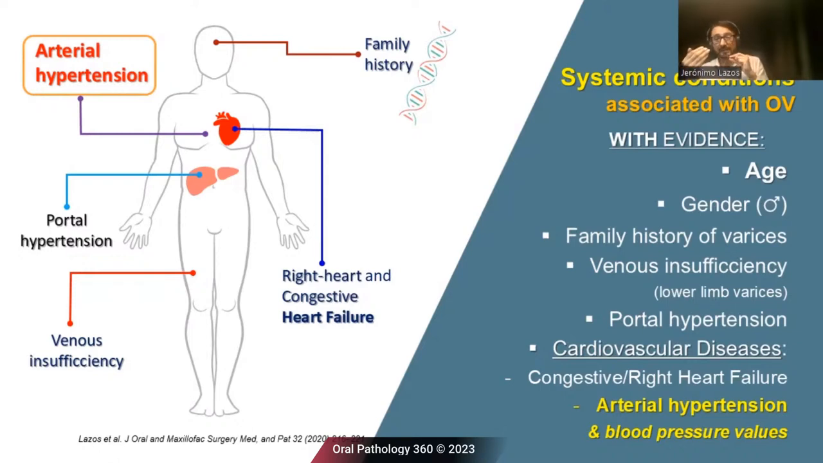and that has been described not in so many studies, but there are at least 4 studies that describe patients with this particular condition, congestive or right heart failure, and oral varicosities. Also, another cardiovascular condition that is really important, that is really common among the general population, is the arterial hypertension. Oral varicosities has been mentioned as a potential indicator for arterial hypertension, and also as an indicator for high blood pressure values, both for systolic and diastolic pressure.